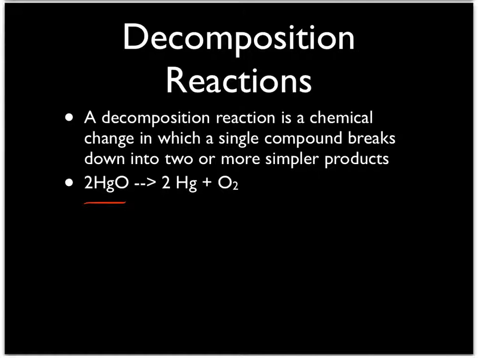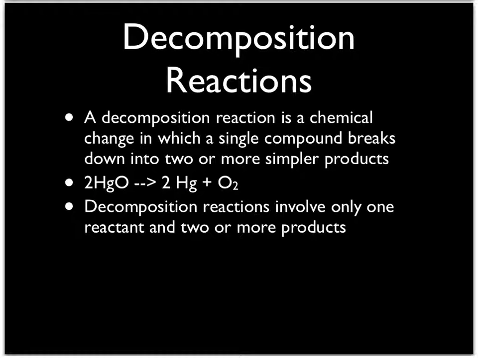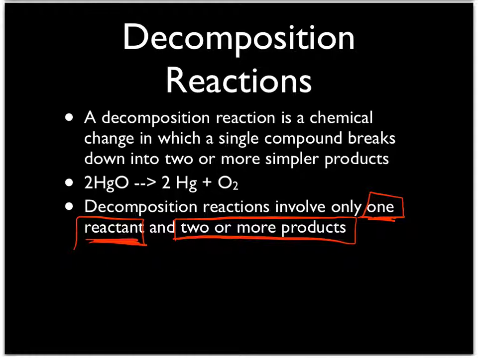Here's an example. 2HgO. Okay, 1 reactant. That is my key thing I am looking for. 1 reactant gives me 2 products. It could give me 3 if it was something bigger. Doesn't matter. 1 reactant, 2 or more products. This is decomposition. So here's our key. Decomposition, 1 reactant. That's our key thing. It gives us 2 or more products. In all the 5 that we talk about, there's only 1 of these that has just 1 reactant. That's our decomposition one. So look for that.